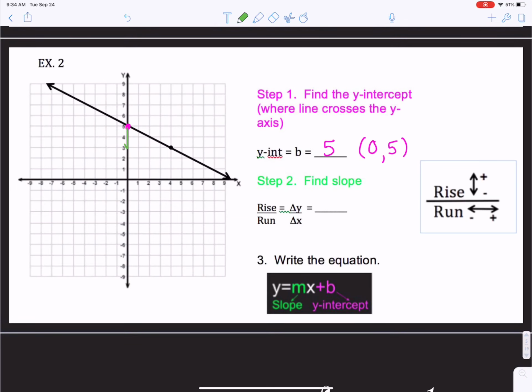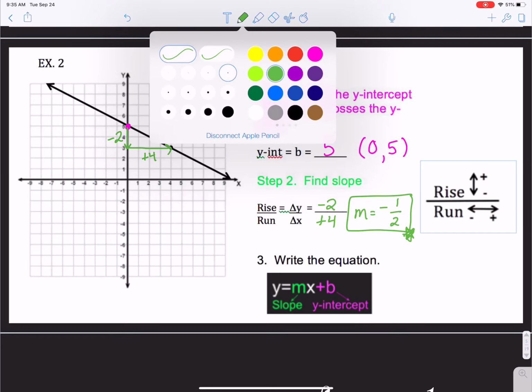In this case, we're going to go down 2, and because we went down, that rise would be a -2. And then we're going to go to the right 4 units. Moving to the right 4 units is a +4, so my run is +4. And then we want to simplify. Right? So a negative divided by a positive is negative. And 2/4 simplifies to be 1/2. So my slope is -1/2.